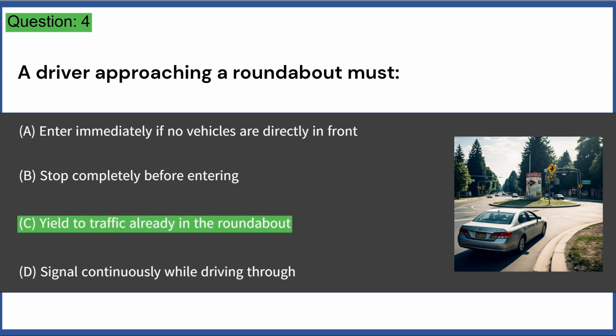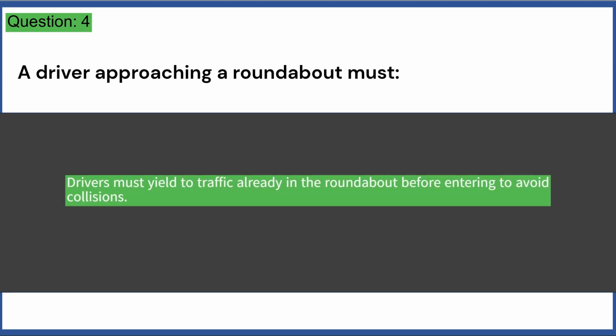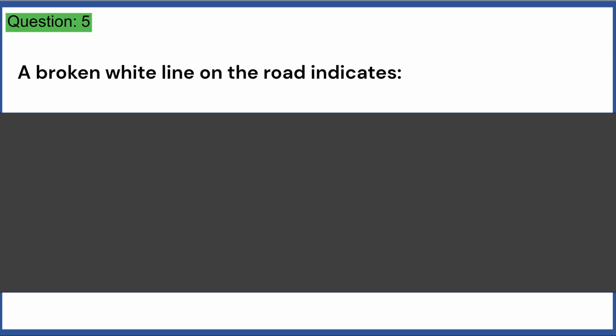Answer: C. Drivers must yield to traffic already in the roundabout before entering to avoid collisions. A broken white line on the road indicates A. A lane where passing is not allowed.